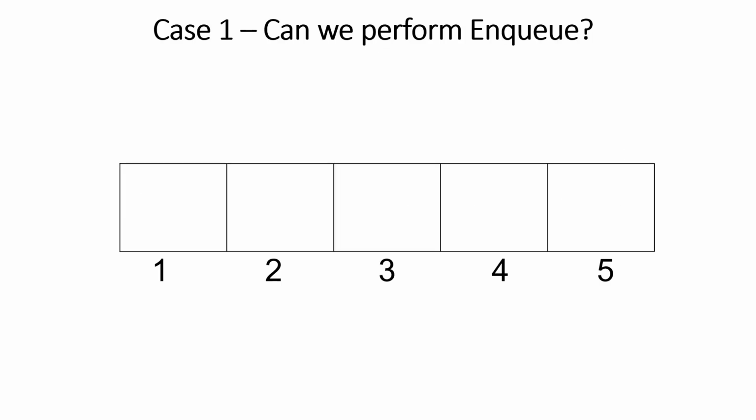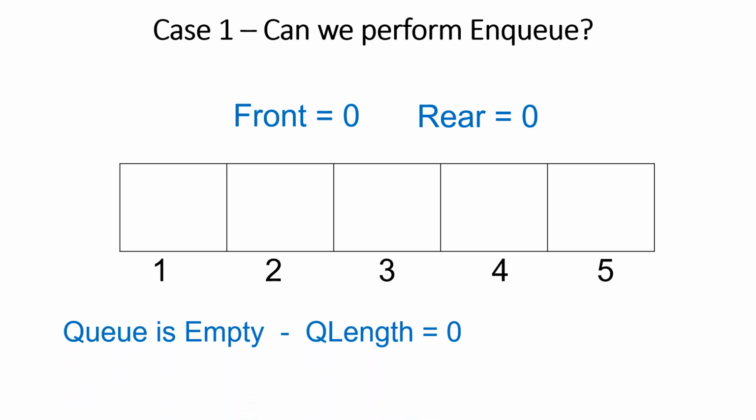Can we perform insertion operation on this queue? Yes, we can, because front and rear are 0, means queue is empty. Queue length is 0, which is less than max size. If queue length is less than max, then it shows there is some space and we can add new element to the queue. This logic we can use to write pseudocode.